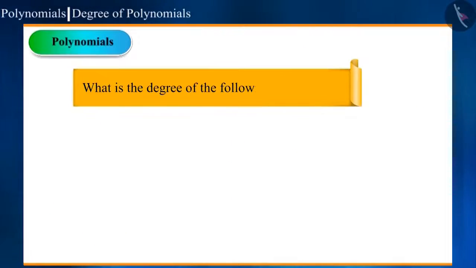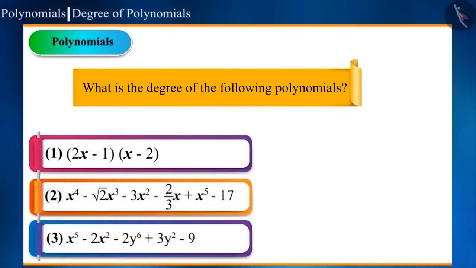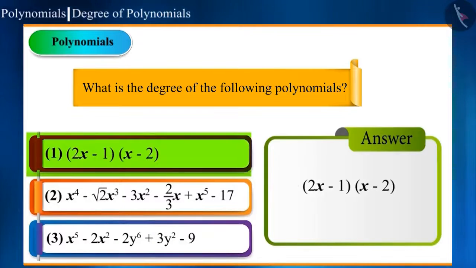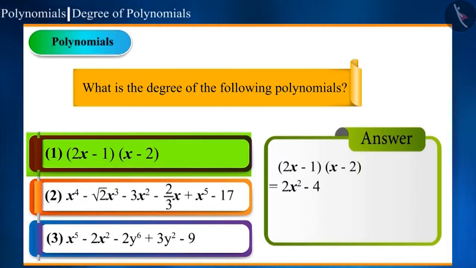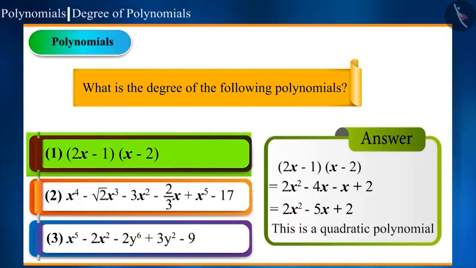Find the degree of polynomials given below. The very first option seems to be a little doubtful. Some of you can say that this is a linear polynomial. But friends, in such condition, we should always simplify the expression. On solving 2x minus 1 into x minus 2, we get 2x² minus 4x minus x plus 2, which in turn is equal to 2x² minus 5x plus 2. Now we can say that this is a quadratic polynomial.